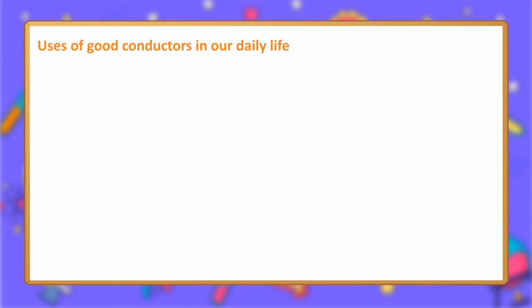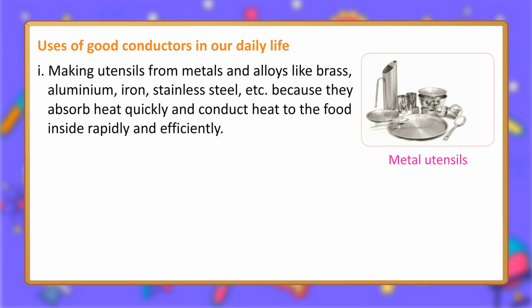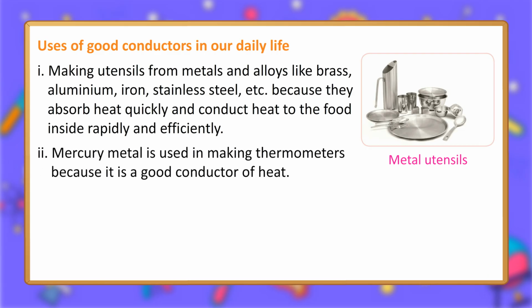Uses of good conductors in our daily life. 1. Making utensils from metals and alloys like brass, aluminium, iron, stainless steel, etc., because they absorb heat quickly and conduct heat to the food inside rapidly and efficiently. 2. Mercury metal is used in making thermometers because it is a good conductor of heat.